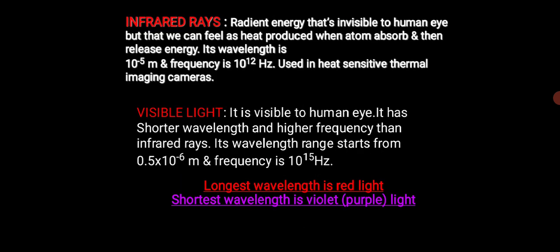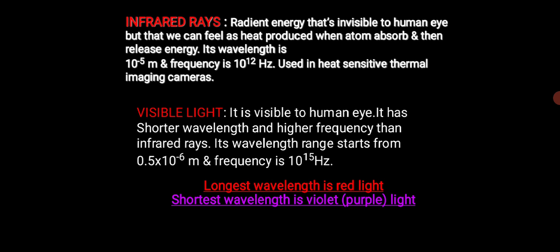The next one is infrared rays. Radiant energy that's invisible to the human eye but that we can feel as heat, produced when atoms absorb and then release energy. Its wavelength is 10^-5 meter and frequency is 10^12 hertz. Used in heat-sensitive thermal imaging cameras. Infrared rays are created by an ironing machine also.